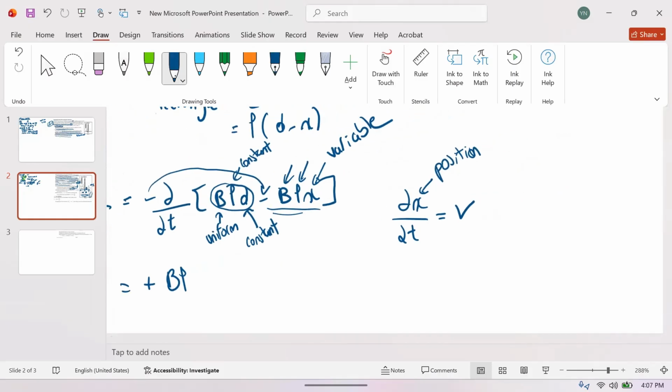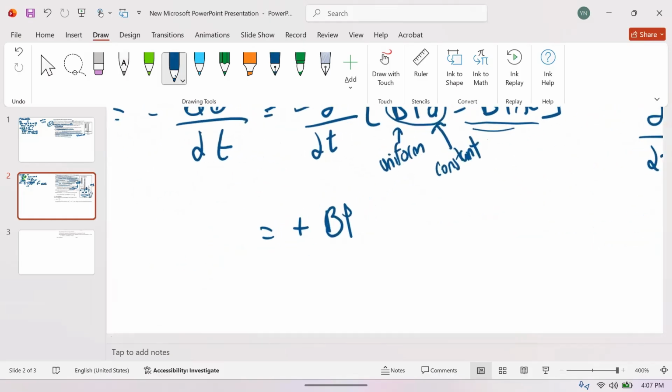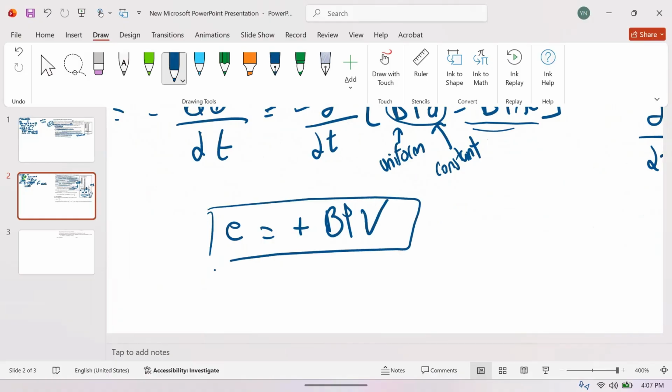Why? Because X is the position, and it's not any position, it's the position changing in a rectilinear motion. If it wasn't a rectilinear motion, as you know from 11th grade, I cannot simply say that dx over dt is v. What if it's curvilinear? Then it's different. dx over dt is something else. Now, plus BLV, and this is the E that I'm looking for.